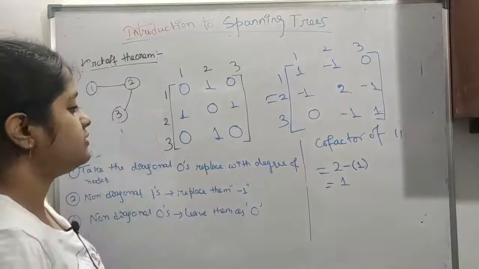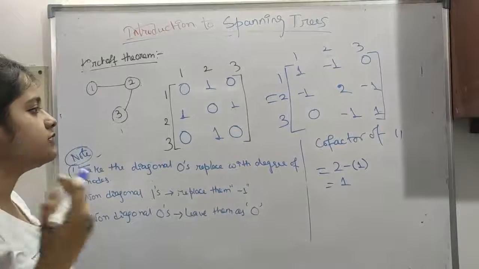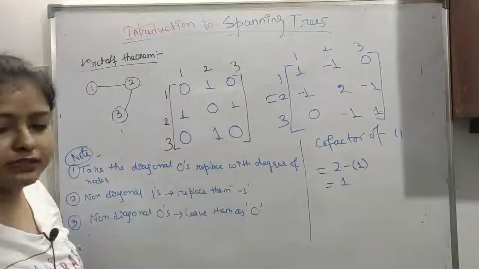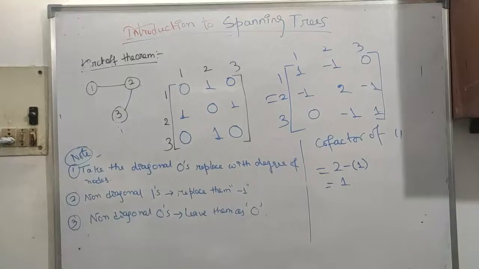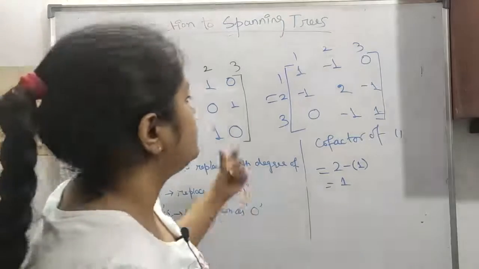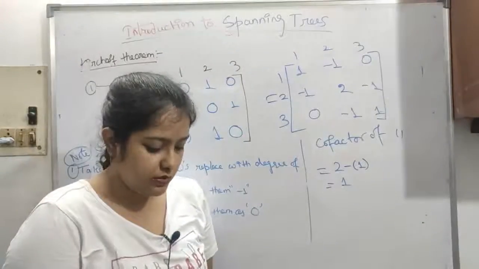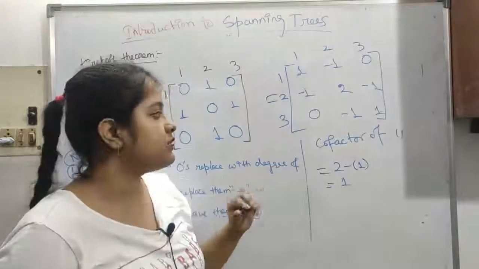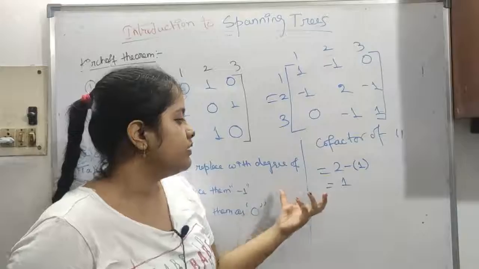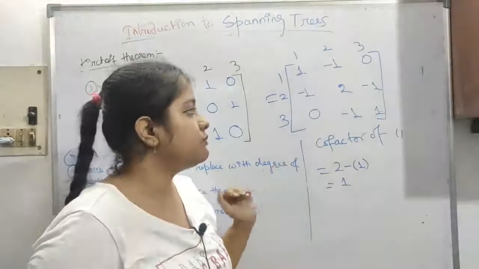So only this is our spanning tree. Only one kind of spanning tree is possible. So this is all about it. So this is just the beginning of spanning trees. Next, there are two algorithms, Prim's and Kruskal. So then we will move on to Prim's and Kruskal algorithm.